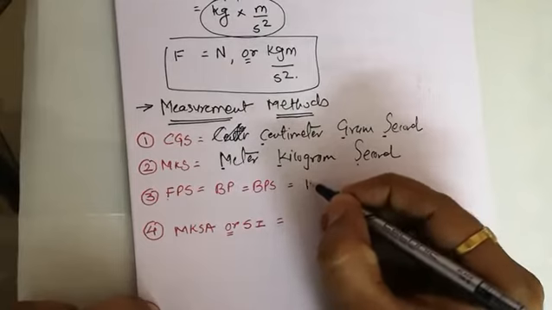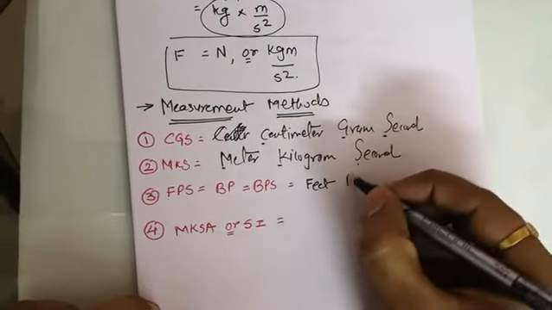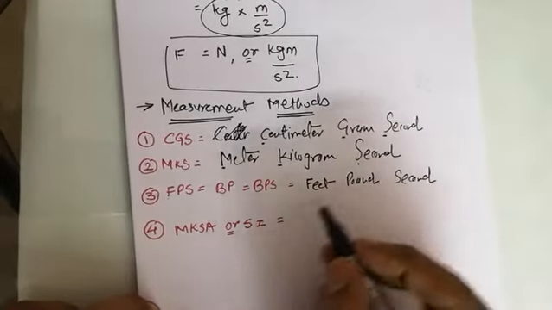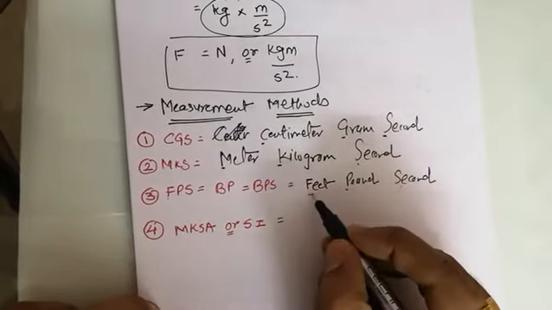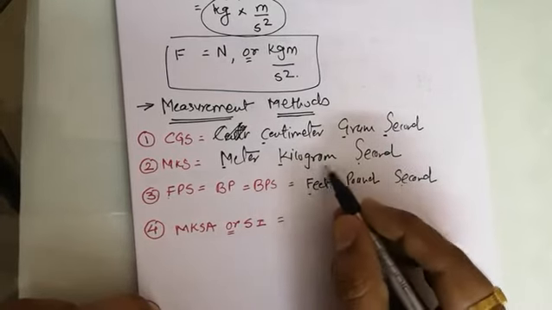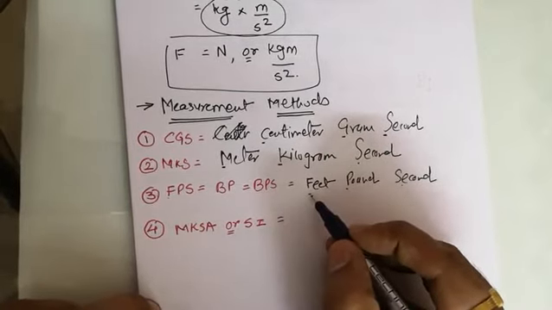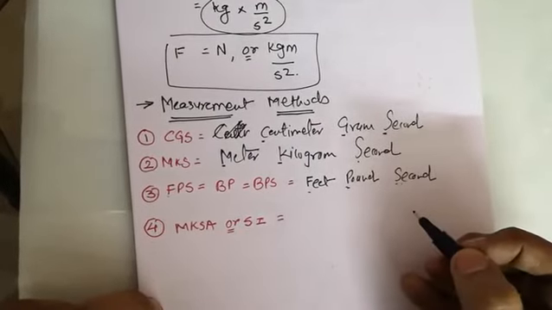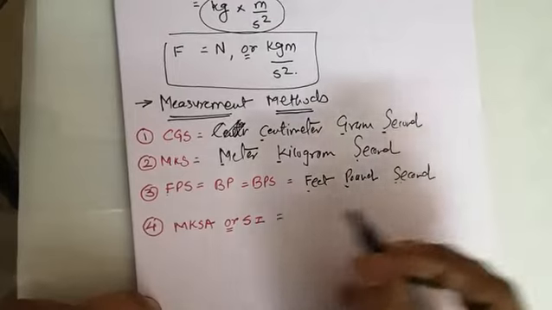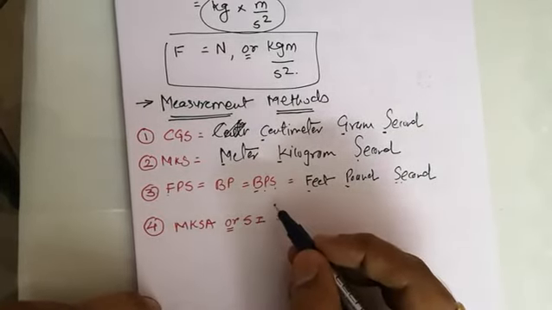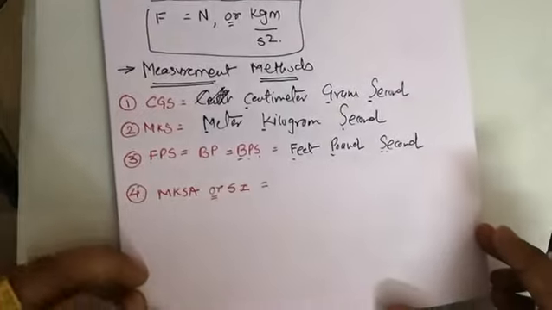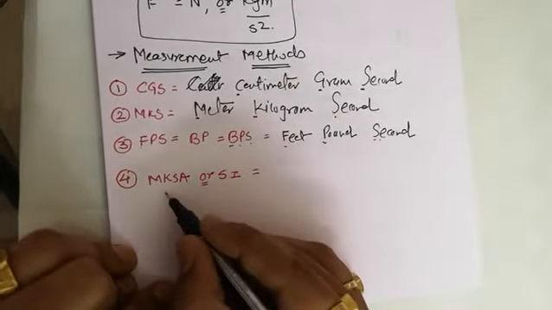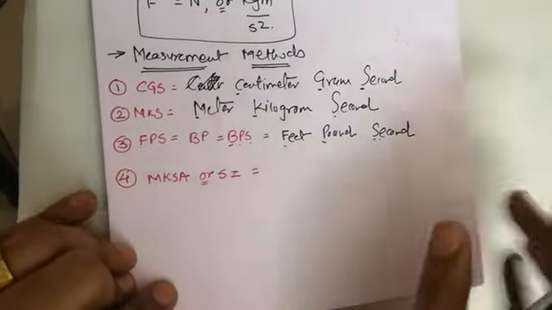FPS is foot, pound and second. In the British method, people use length in terms of feet or yards, mass in pounds and time in seconds. It is famously known as the British foot, pound and second method. These are the units which people were using previously, before the international system, which we are moving forward with. So MKSA is the fourth part.